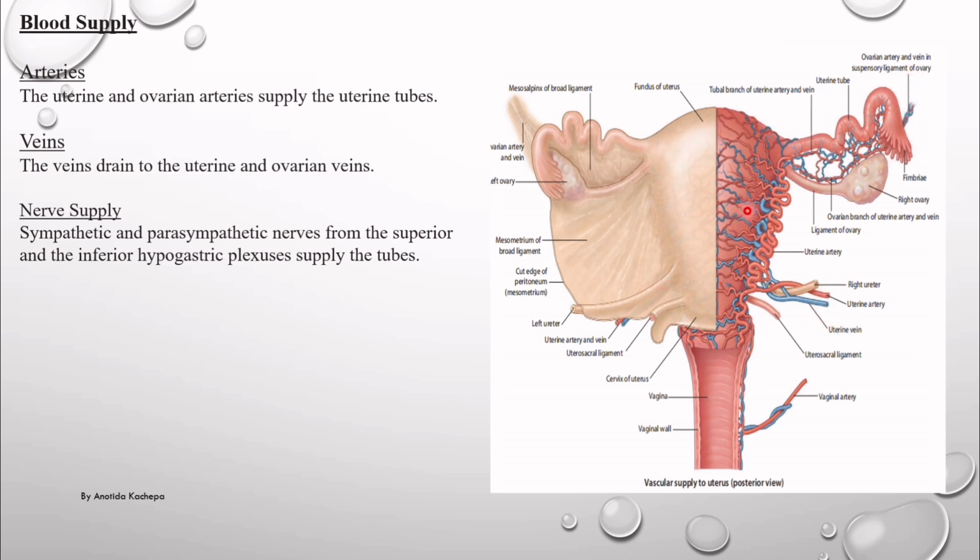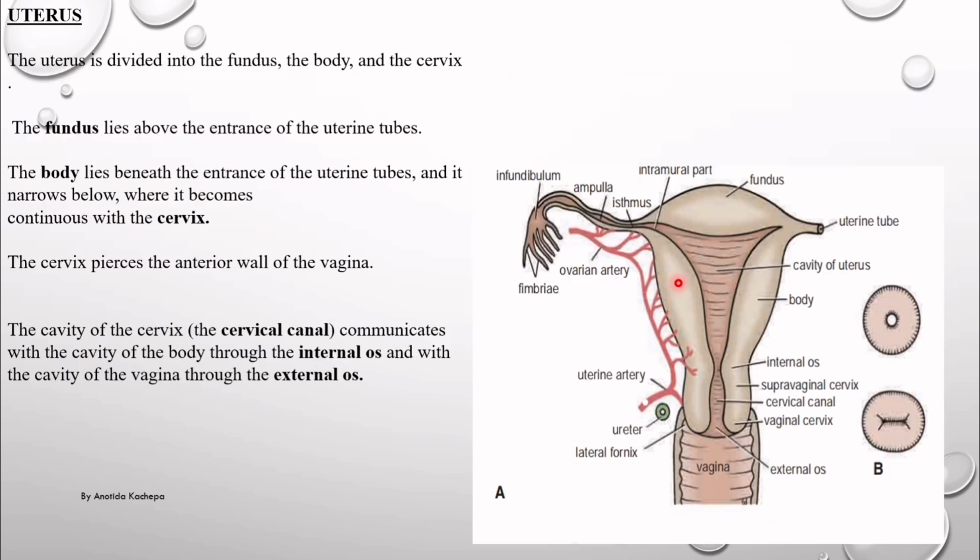Then nerve supply is from the sympathetic and parasympathetic nerve plexuses, specifically the inferior hypogastric plexus. Unlike the ovary, the uterine tubes have nerve supply from the inferior hypogastric plexus. It's only the ovary which has its own nerve supply here. You will notice that. Then the uterus, we divide it into three parts: the fundus, the body, and the cervix.